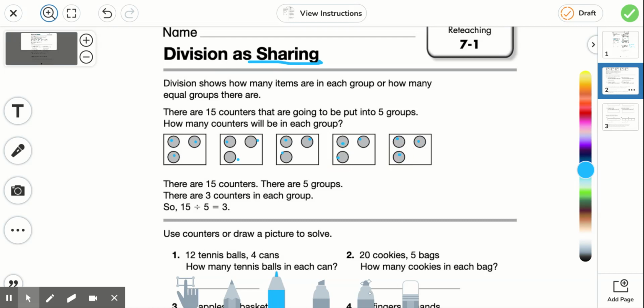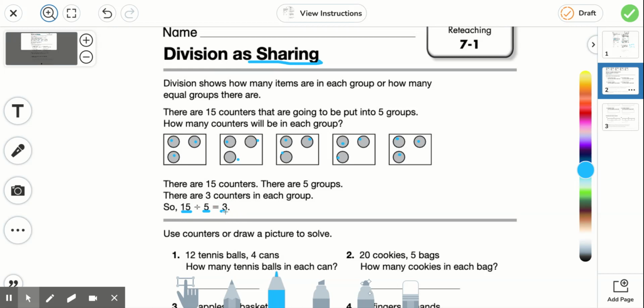Tell Bubba thank you. Good job. All right. So I counted 15 counters and they're put equally in 5 groups. How many are in each group? Well, let's check. 1, 2, 3. So 15 counters and divided equally between 5 people, they will each get 3.